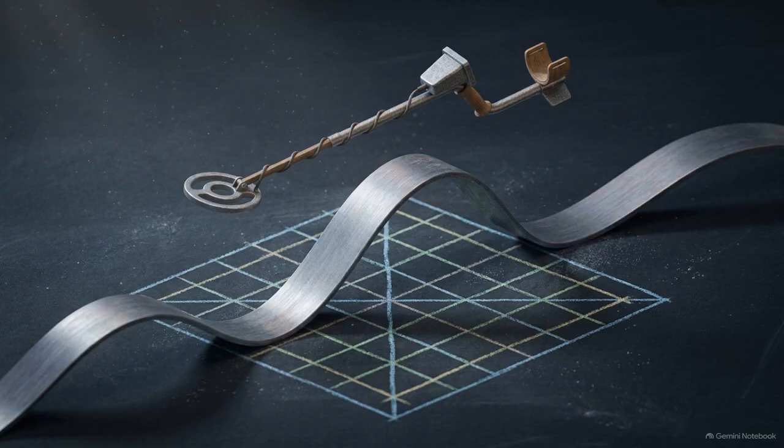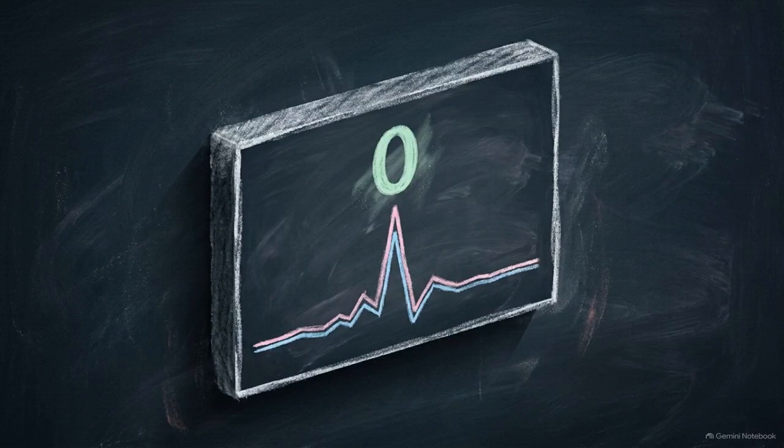Setting the derivative to 0 acts as a mathematical metal detector. It scans the entire curve to isolate the exact moments where upward or downward momentum is neutralized. However, we need to be careful. A derivative equaling 0 does not guarantee you found a peak or a valley.